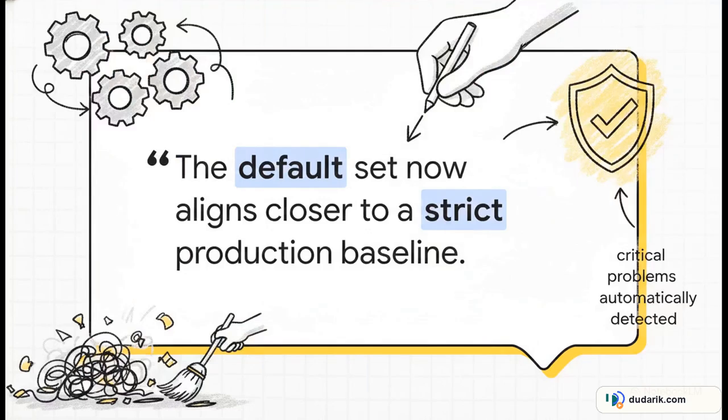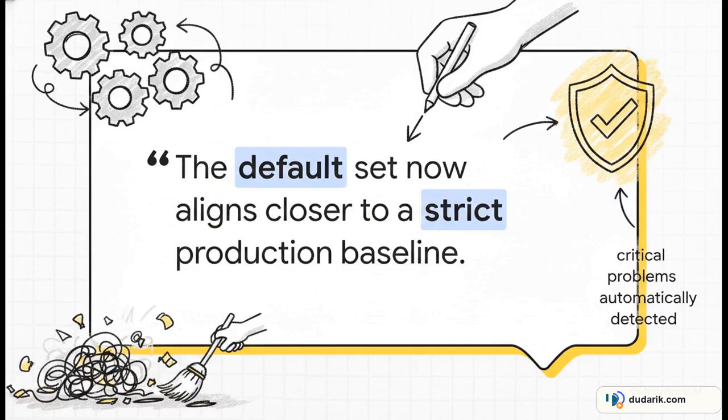This is without a doubt the most significant change to Ruff's default configuration since its first stable release. We are moving away from a basic, lightweight linter and stepping up to an uncompromising, strict production standard. As the release notes actually put it, the default set now aligns closer to a strict production baseline.